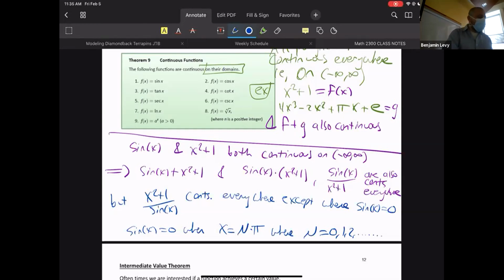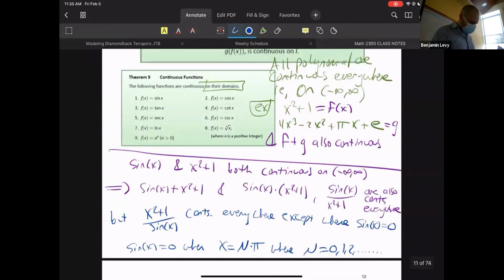All right, we're going to come back to piecewise functions, but I want to look at a little bit about, got just enough time, I think, to look at the intermediate value theorem. There's some questions about continuity.